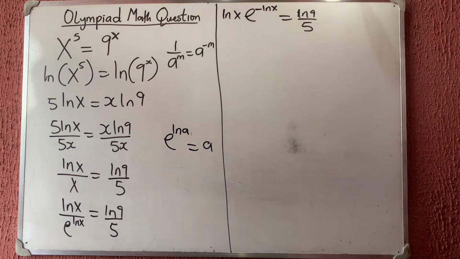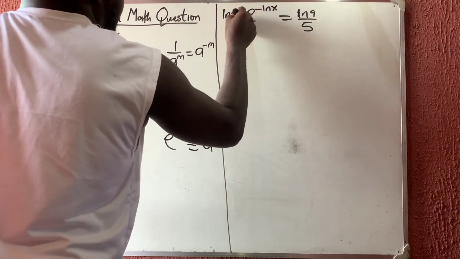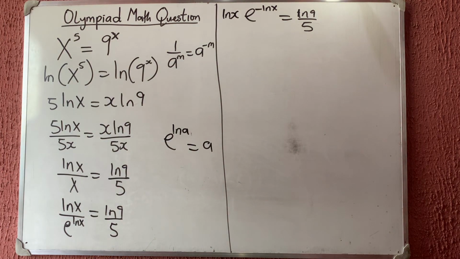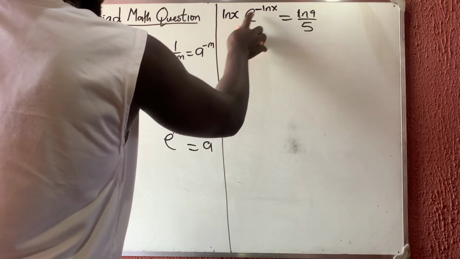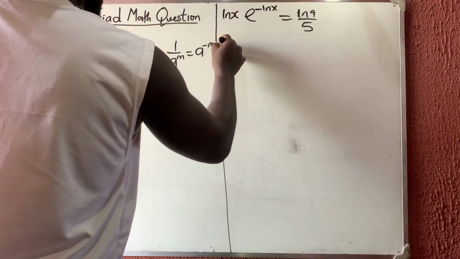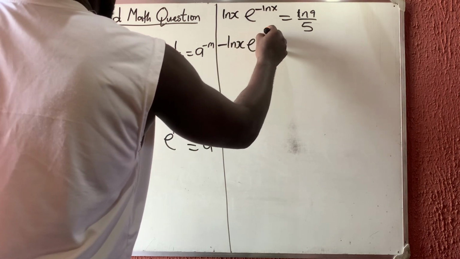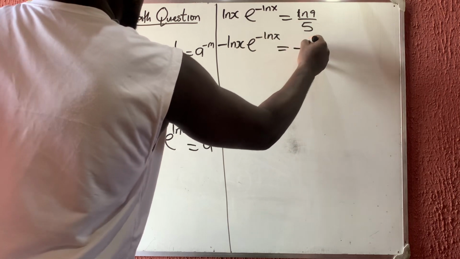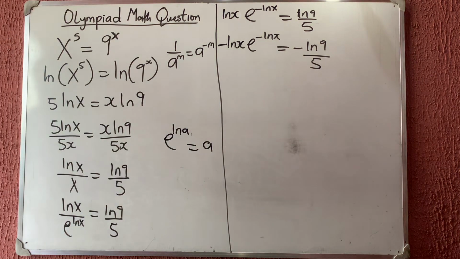Now the next thing we're going to do, let me write it like this so that you know that it is ln x. We have ln x here and ln x here, but the only problem is that this one is negative. So to make this one negative, I'm going to have negative ln x, then e raised to power minus ln x is equal to negative ln 9 over 5. That is multiplying both sides by minus.